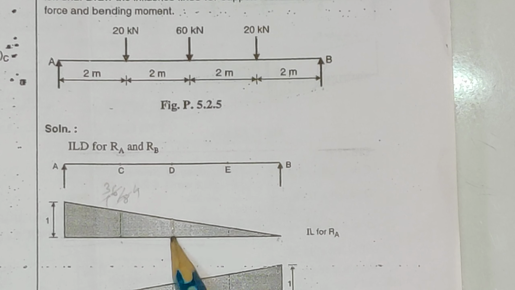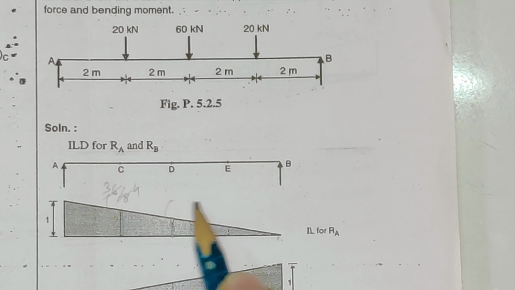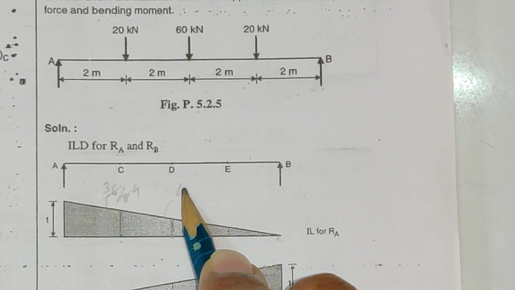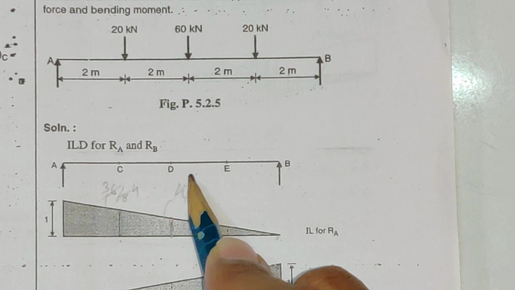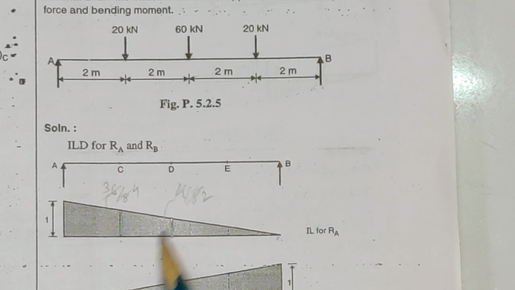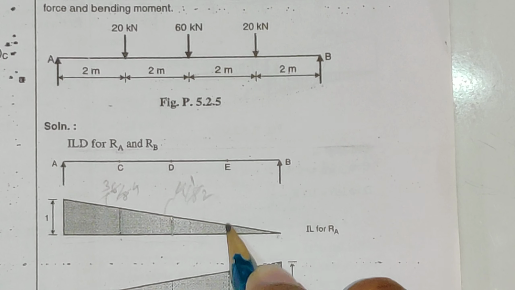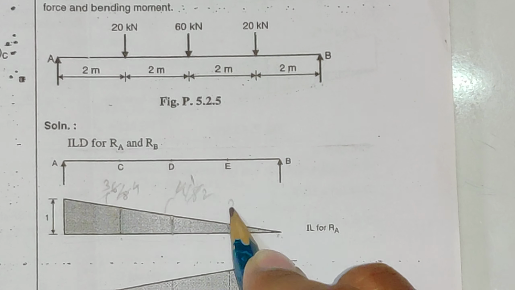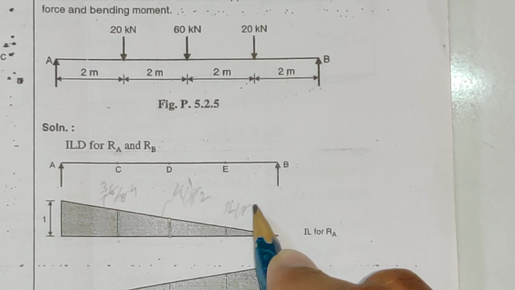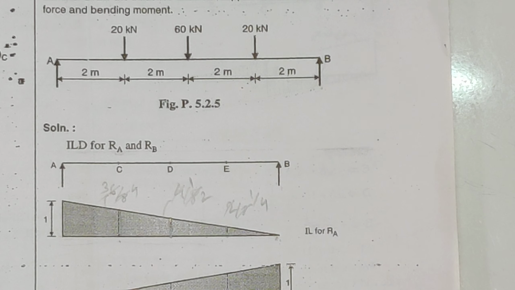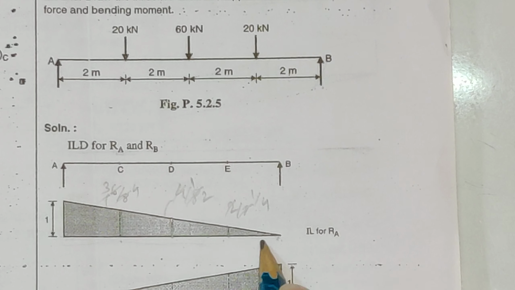For this magnitude, how much? That is right, it is 4 by 8, that is 1 by 2. For this magnitude, how much? 2 by 8, that is 1 by 4. Right? So like that you have to find.